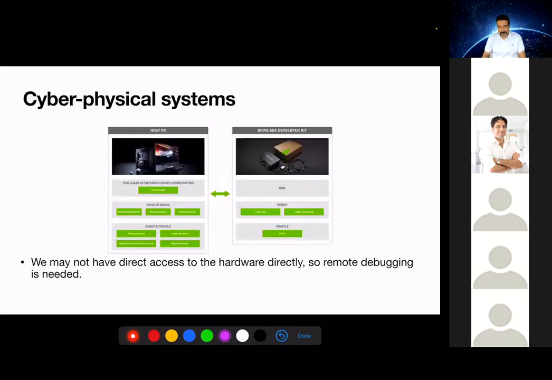You might also consider some cyber physical system like self-driving cars, where part of the hardware is not even directly accessible for your debugging purposes, and you need to remotely debug the system. So you have these kinds of constraints as well.